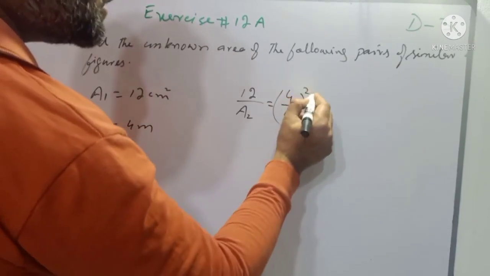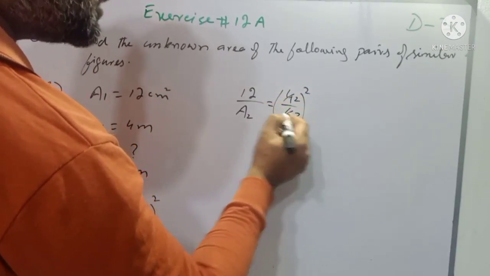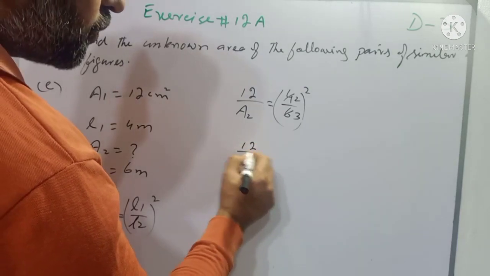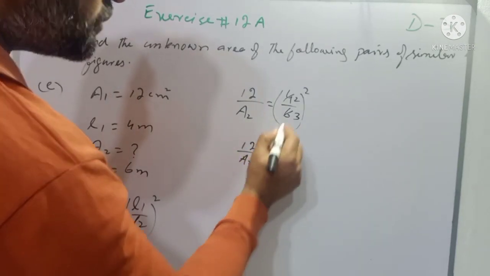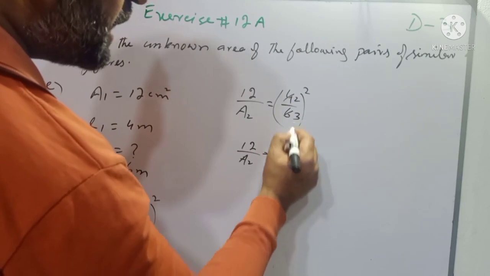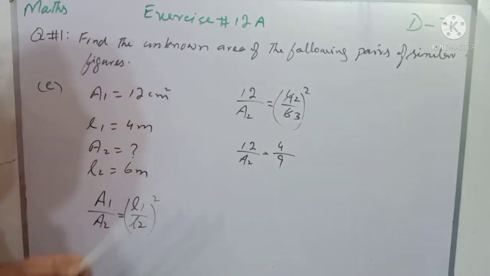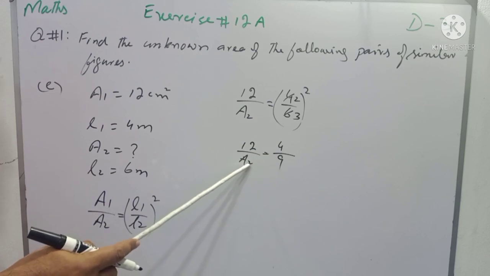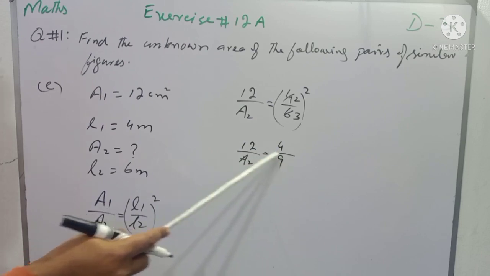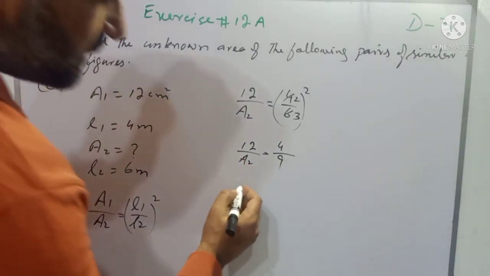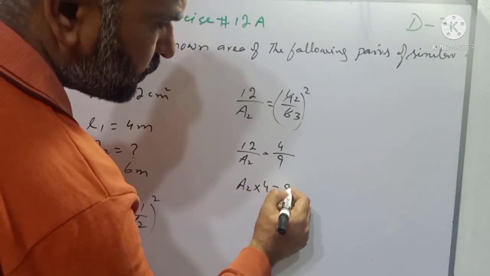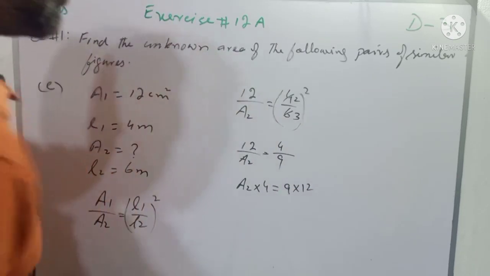their square, 2 2s are 4 and 2 3s are 6, so it is written as 12 over A2 is equal to 2 square, meaning 4, and 3 square, meaning 9. Here we will do cross multiplication, and 4 will multiply with A2, whereas 9 will multiply with 12, and it is written as A2 multiplied by 4 is equal to 9 multiplied by 12.